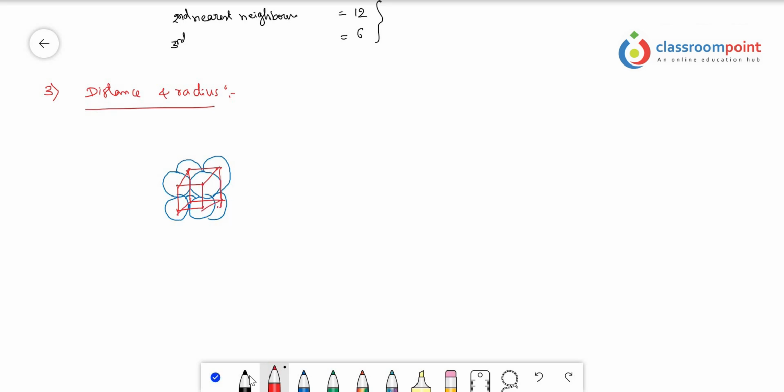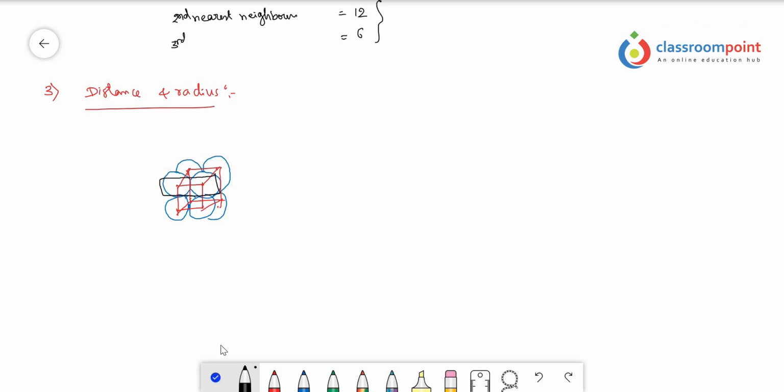If you select only this particular edge, 2 particles are in touch with each other. If you take this particular edge, these 2 particles are in touch with each other. Again, if you select this edge, these 2 side particles are in touch with each other. So in the simple cubic, only side particles are in touch with each other, but opposite particles are not in touch.